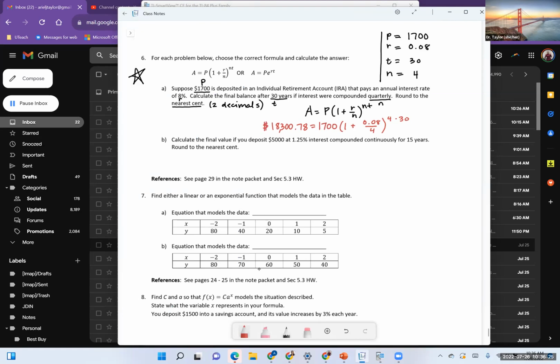Any questions? I rounded to the nearest 10. Is that right? So no, it would have to be to the nearest cent. When it says the nearest cent, that means like 2 decimal places. Okay. So it has to be to the nearest penny and not the nearest dime.